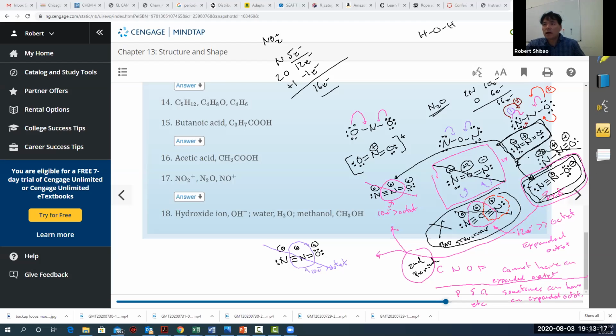And so after a lot of work, this is a hard problem. I don't know why they put it in number 17. This should be in the challenge section.